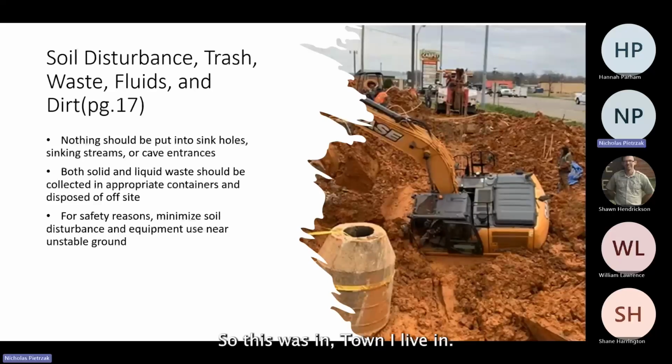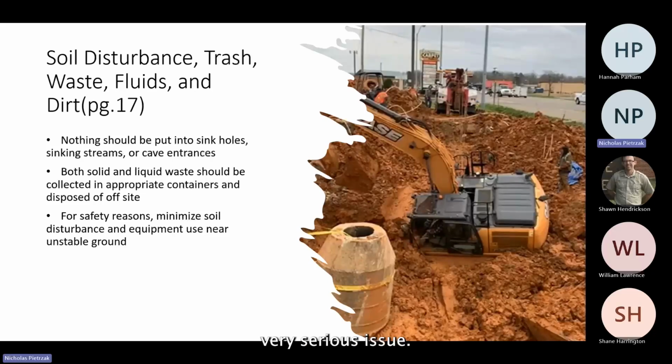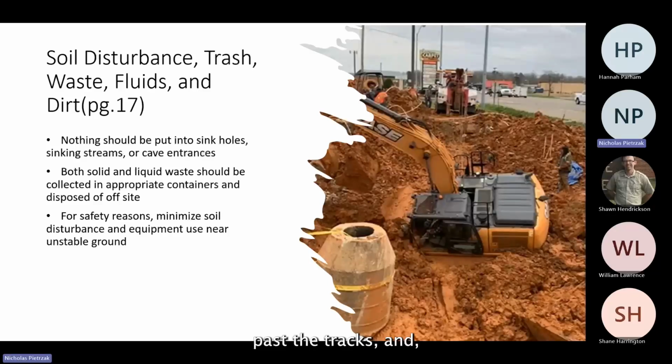So this was in a town I live in. It's not in the woods, but this happening in the woods would be a very serious issue. A sinkhole opened up in front of a Popeyes. They were trying to fix it for a long time. They did eventually do it, but they decided to leave this full-size excavator right next to the sinkhole. Well, the sinkhole got bigger overnight and swallowed this thing up past the tracks, and it took two wreckers to pull that thing out. You could see one of them in the background. But nothing should be put in sinkholes.